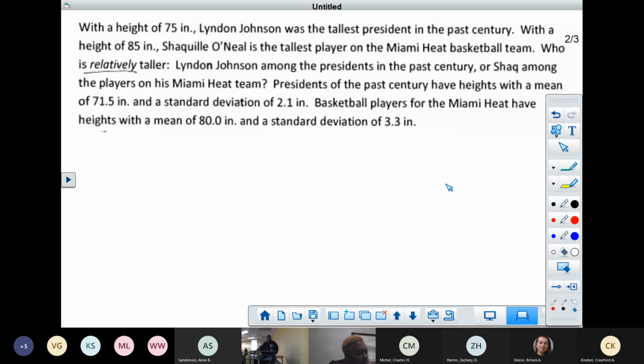When do you use z-scores? You use z-scores when you're comparing apples to oranges. So you might want to write that down. When comparing apples to oranges, you use z-scores.